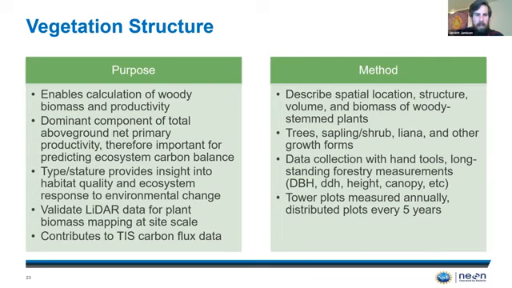So our method for vegetation structure, we generate data describing the spatial location, structure, volume, and biomass of the woody stem plant community, including trees, saplings, shrubs, lianas, and other growth forms. Data are collected with handheld tools in the field using methods with a long substantiated history in the forestry community. We measure tower plots annually and distributed plots every 5 years.